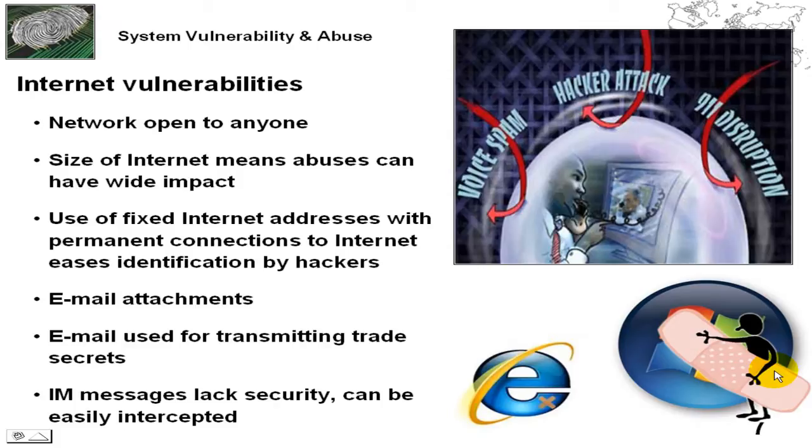Types of threats: large public networks like the internet. Now these face difficulties because they're open to virtually anyone. The internet is so huge, when abuses do occur they can have enormous impact. And when the internet becomes part of a corporate network, the organization's information systems are even more vulnerable to actions from outsiders. And it points out email attachments, email used for transmitting trade secrets. These are further worries.